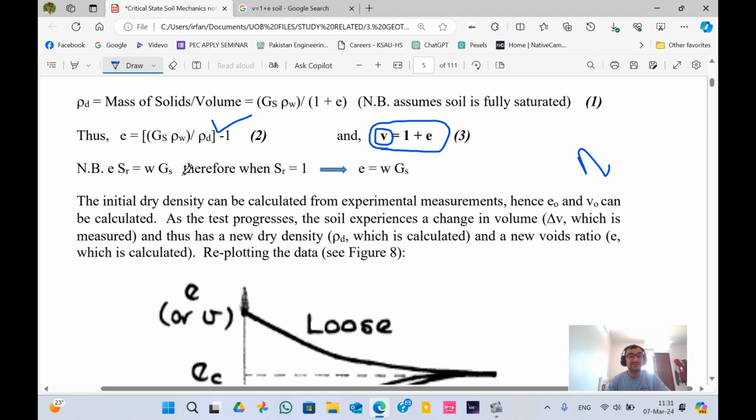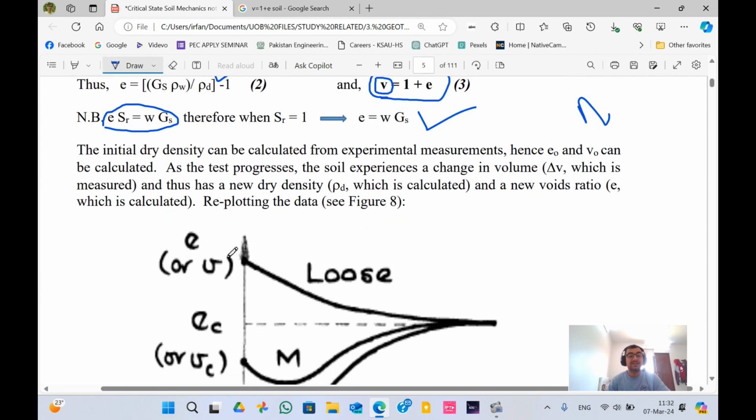If we substitute all the values, we can get e S_r is equal to the unit weight times the G_s. This is another thing. This is basically the saturation of the soil. If it is equal to 1, the soil is fully saturated. This means that it has a lot of water in it. The initial dry density can be calculated from experimental measurements. What does it mean? That the dry density in that soil is calculated from experimental measurements when we are doing it in the laboratory.